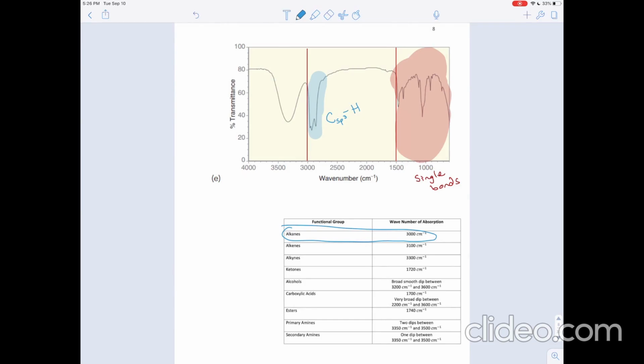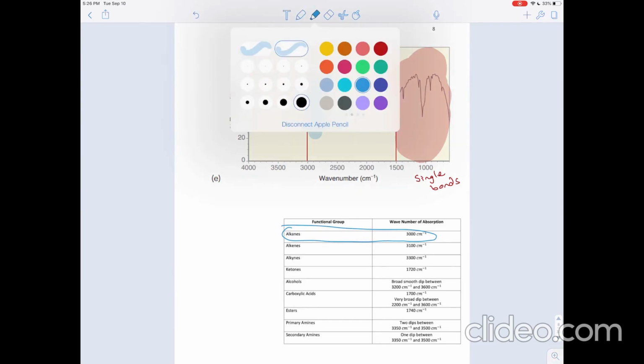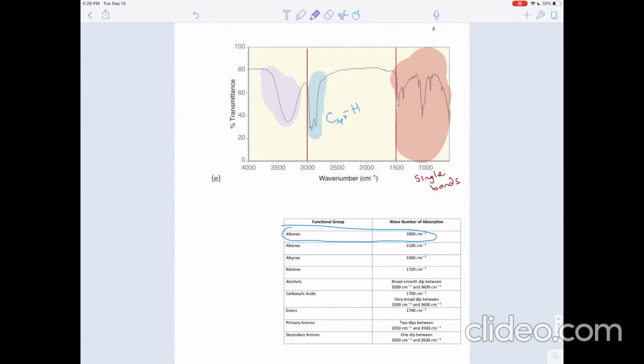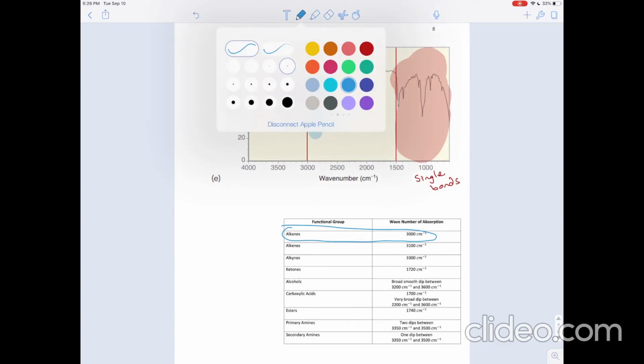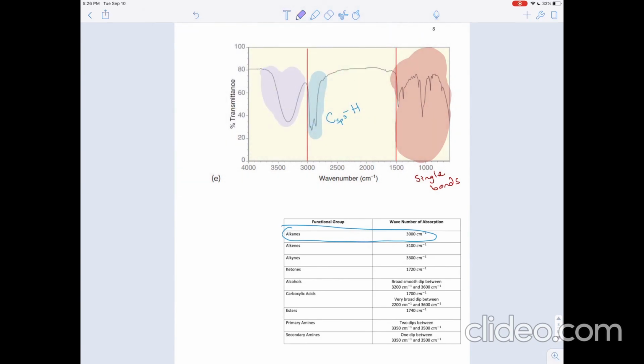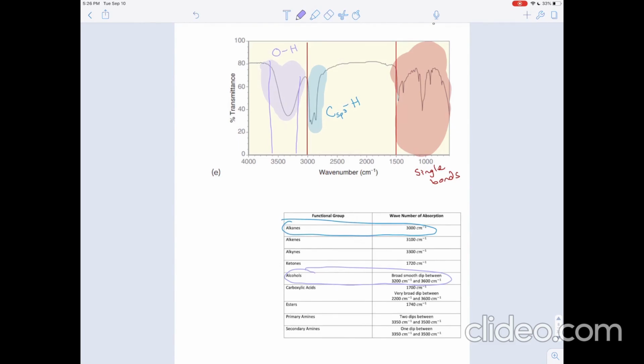Right. And then we have a third peak, this third one right here. It's smooth, and it starts at around 3200, and it goes to around 3600. That is an alcohol. So a broad, smooth dip between 3200 and 3600. That's an oxygen to hydrogen bond from an alcohol. And so what we have here is an alcohol.